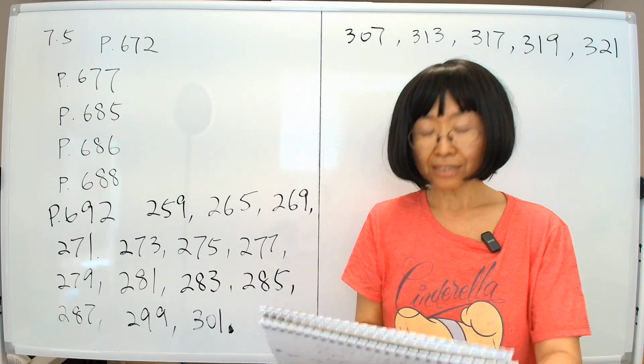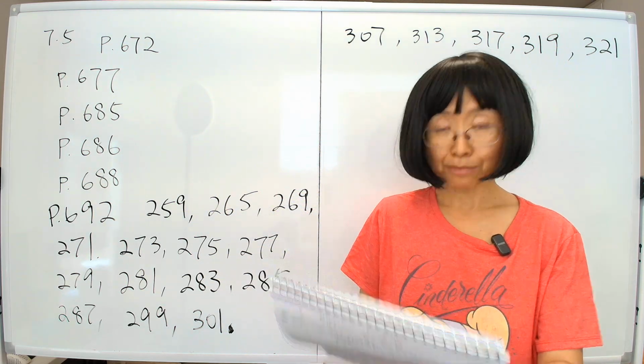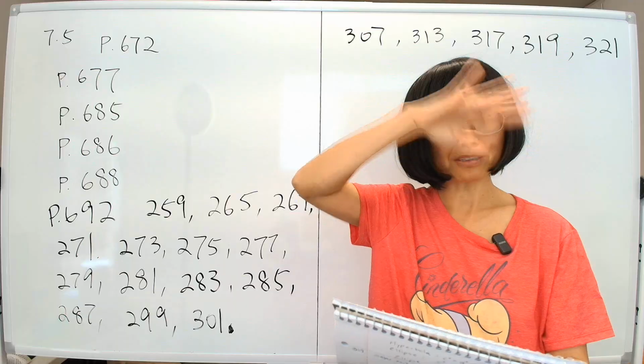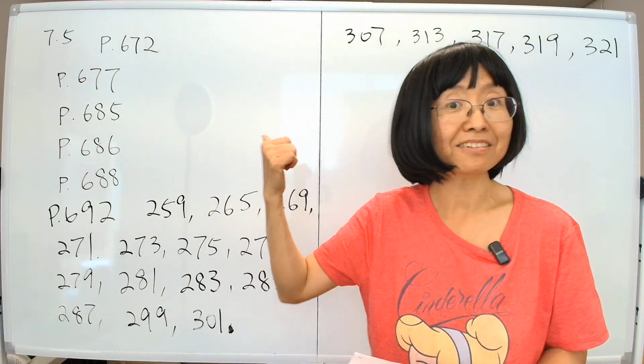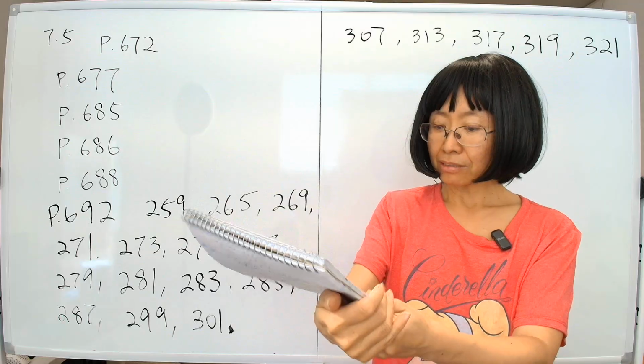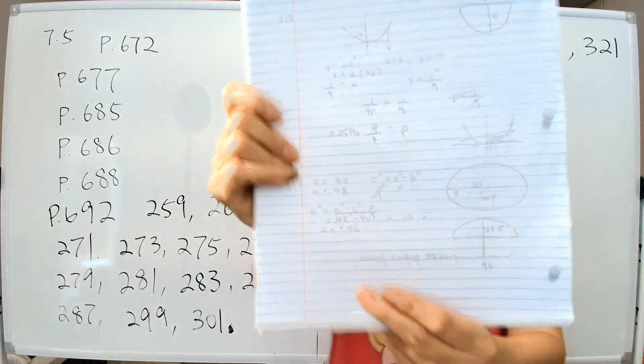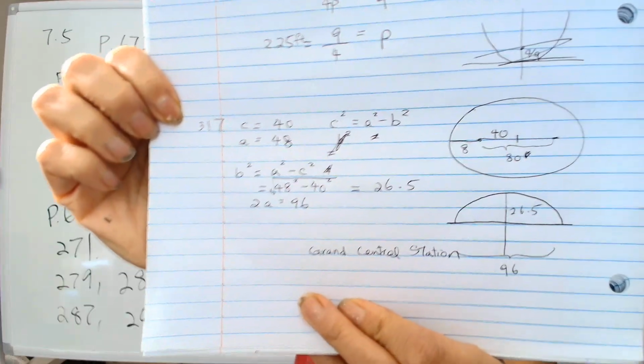In fact, Grand Central Station is built that way, where the roof is an ellipse, so people can stand somewhere and whisper, and somebody else across the room can hear you just fine. So that's problem 317.